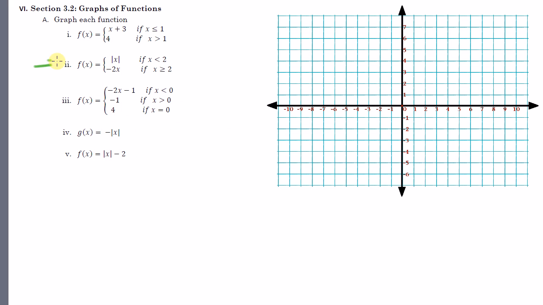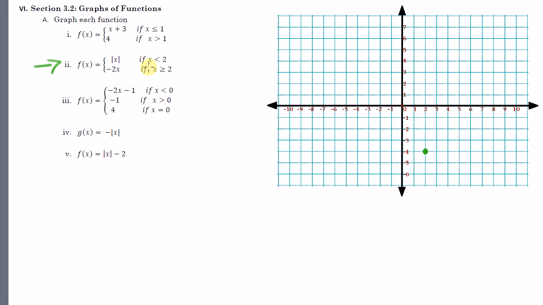Okay, so we're going to graph this one. I always go for the equals first. So if x is equal to 2, we're going to use this guy. So this is going to be -2 times 2, that's -4. So when x is 2, we're down here at -4.